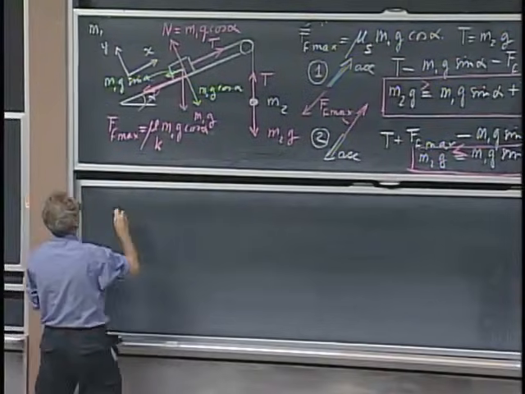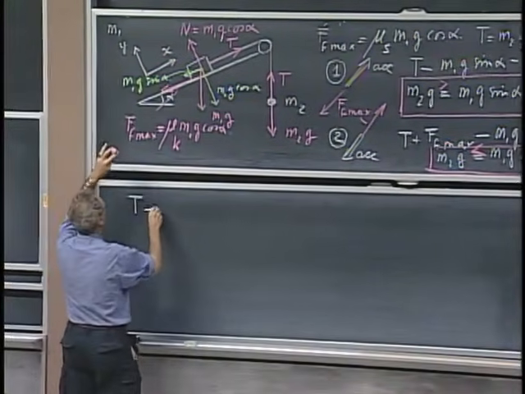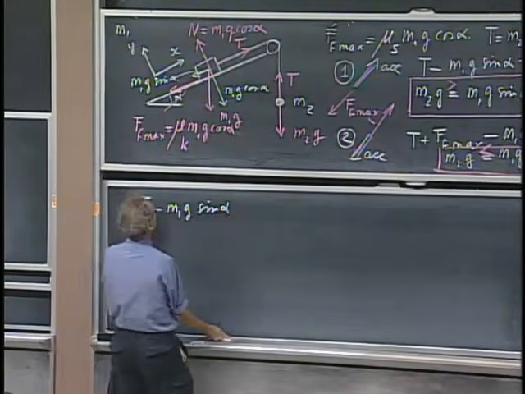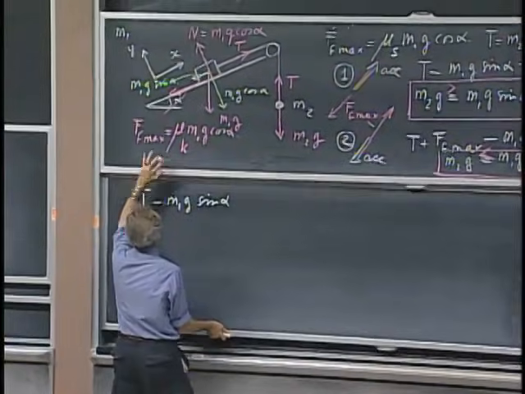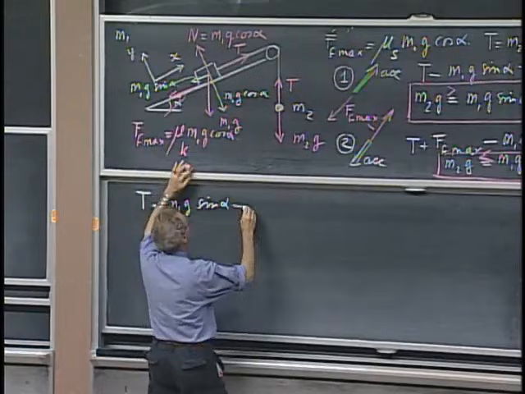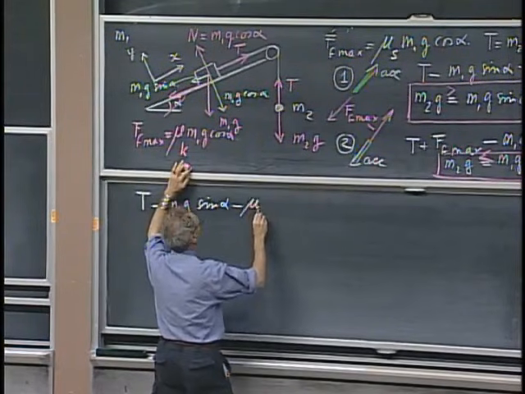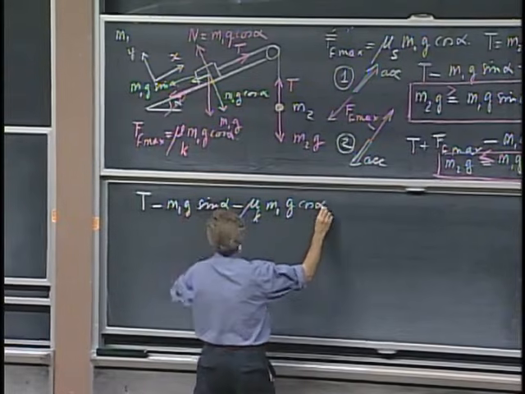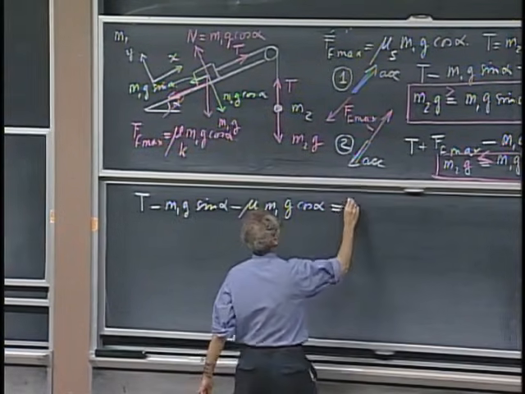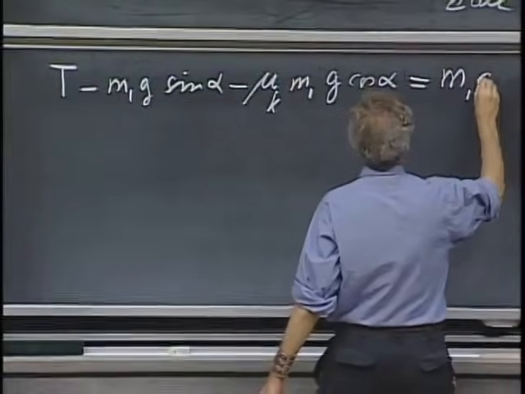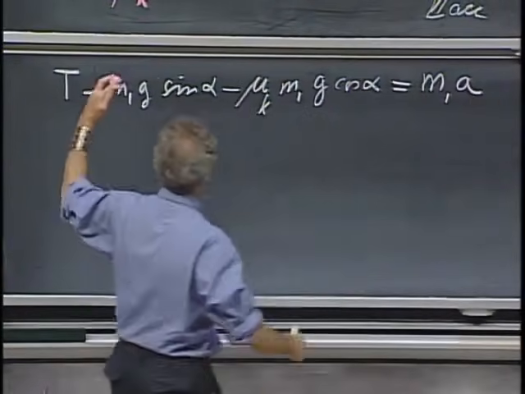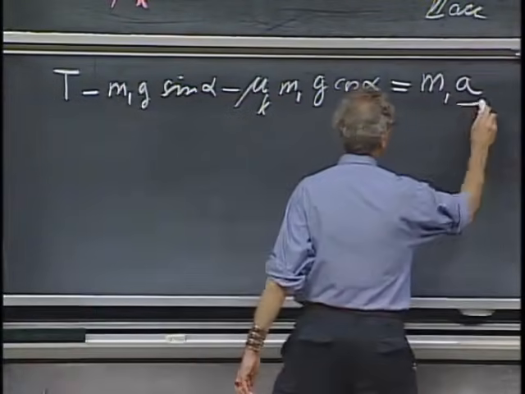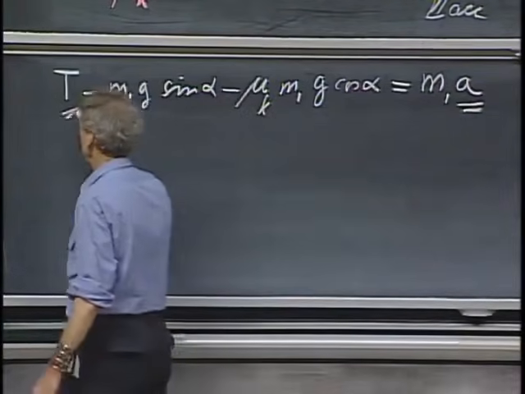So let's write down Newton's second law in the x direction. We have T in the positive direction, minus m1 g sine alpha, minus this maximum force, minus mu k m1 g cosine alpha, and that, according to Newton's law, must be m1 times a, if a is the acceleration uphill. One equation with two unknowns. You don't know a and you don't know T.